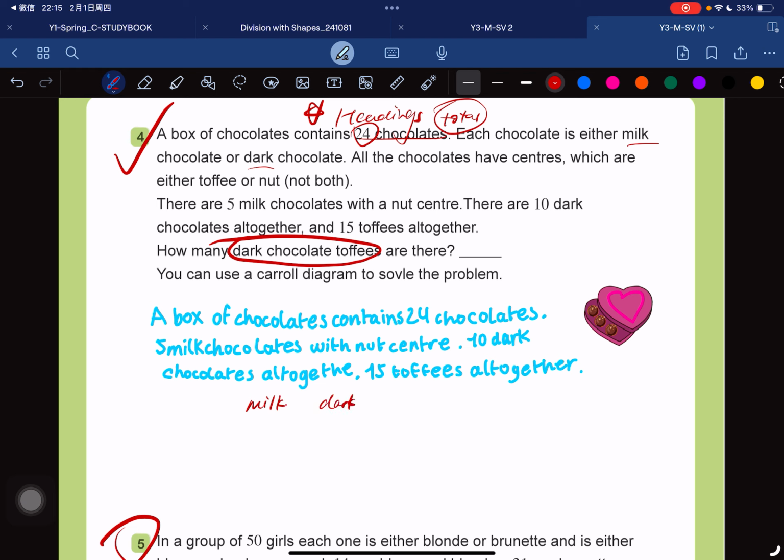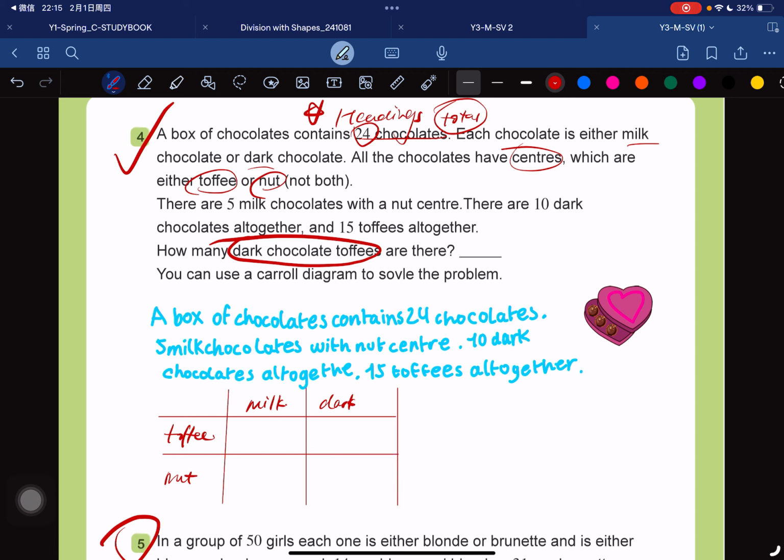And all the chocolates have centers, which are either toffee or nut. So you will see toffee or nut. That will be two different centers. So after that, you will find we have two different flavors for the chocolate, and we would have two different centers. So you draw this Carroll diagram first. Let me finish the outline of this diagram. Right, and after that, we are going to have some numbers as well, so we can fill the numbers into the diagram.